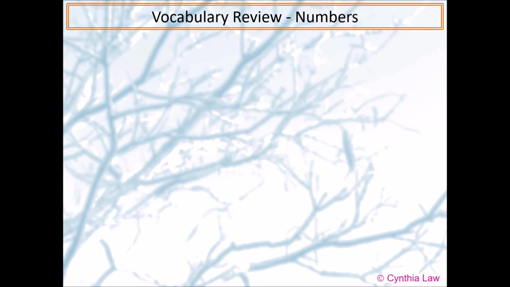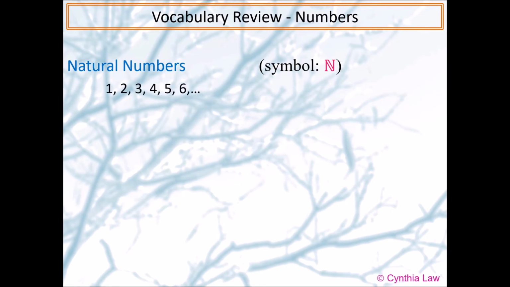Now let's look at how we categorize numbers. We have different types of numbers. The first set is called the natural numbers, and the symbol is an N, but we write it a little bit differently. We don't write it the normal way. So natural numbers include 1, 2, 3, 4, 5, 6, etc. and we keep counting up.